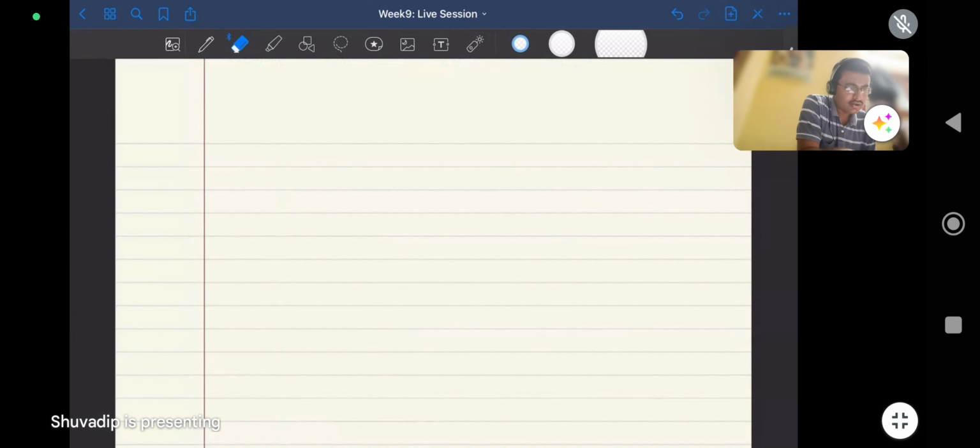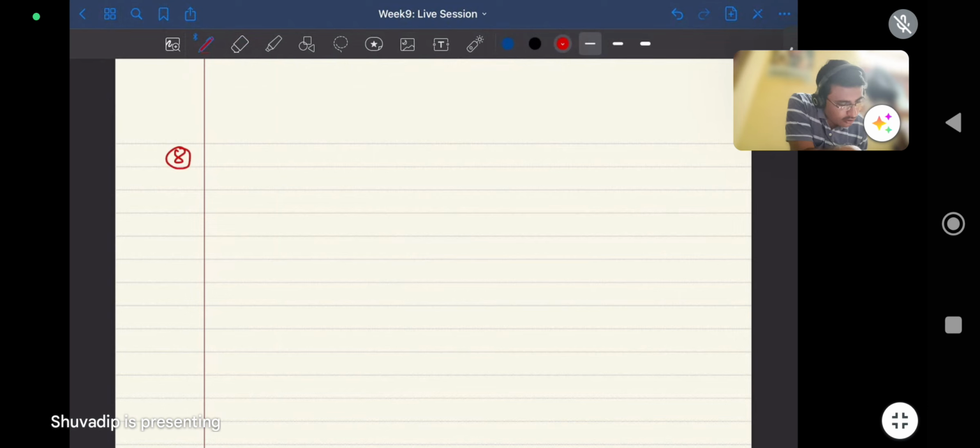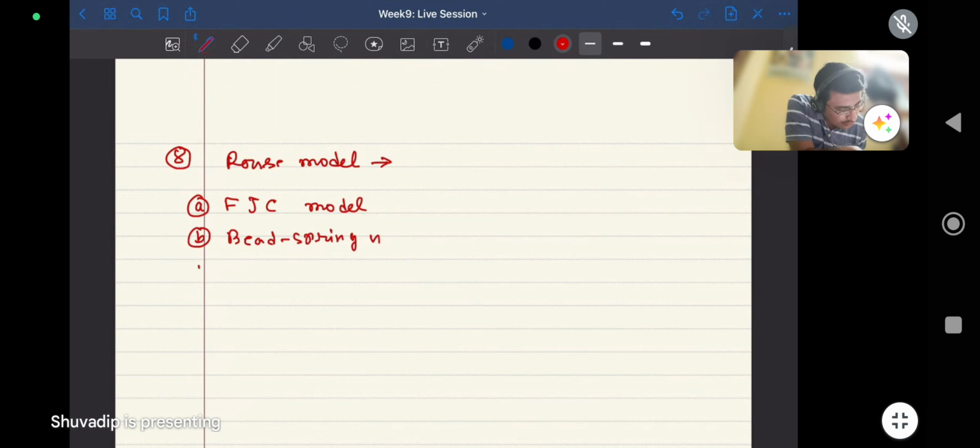Okay, let us discuss the next problem. One question is there, which I have already discussed: the Rouse model is option A, FJC model, option B, bead spring model, option C, Maxwell model, option D, tube model.